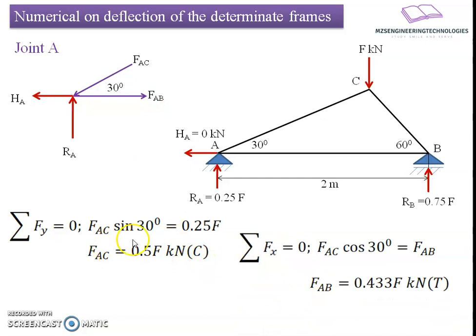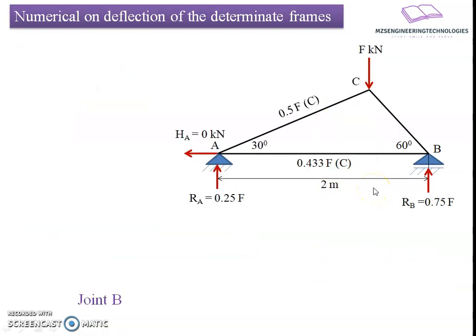Similarly, if I apply summation of forces in x direction, what result will I get? FAC cos of 30 degree is equal to FAB. We know the value of FAC, so substituting it in this relation, we get FAB equal to 0.433 times F kilonewton, and that too is tensile in nature. After the forces are known, I will mark these forces on the diagram for ready reference in future calculations.